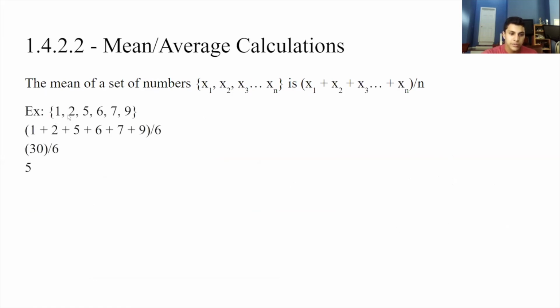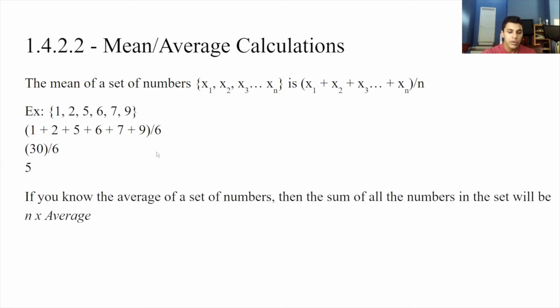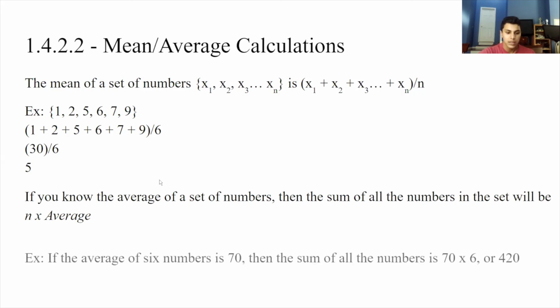So we added 1, 2, 5, 6, 7, and 9 when we had those as our pieces of data, and divided by 6 because that's how many terms we added to get 5 as our average. And then we also talked about how if you know the average of a set of numbers, but you don't know all of the numbers, then you can use the sum of all the numbers, which is n, the number of terms that you have, times the average, to find the last number in that set. So for example, if the average of 6 numbers is 70, then the sum of all the numbers in that set is 70 times 6, or 420.